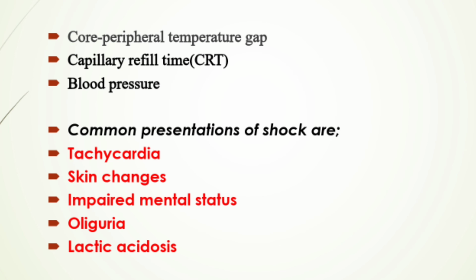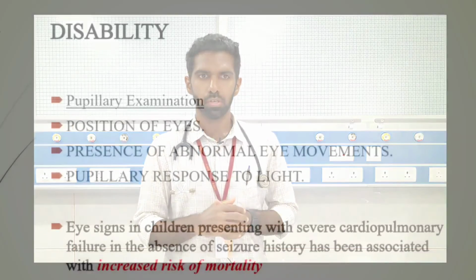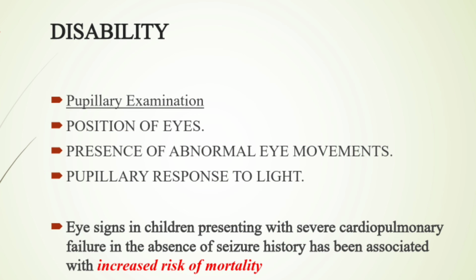So we have dealt with A, B, C, that is appearance, breathing, which includes airway also, and then circulation. So there is something called the extended PAT triangle in which we include disability also. So in disability, basically what we see is the position of eyes, meaning the pupillary examination. So you examine the eyes, any sort of abnormal eye movements and how the pupils respond to the light. What's more important is that eye signs in children presenting with severe cardiopulmonary failure in the absence of any seizure history are associated with increased risk of mortality.